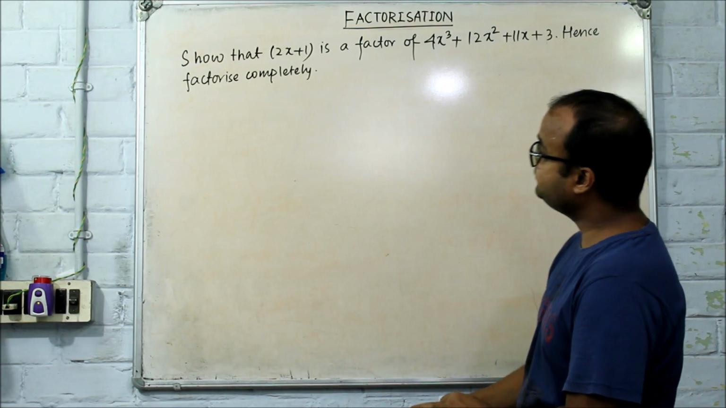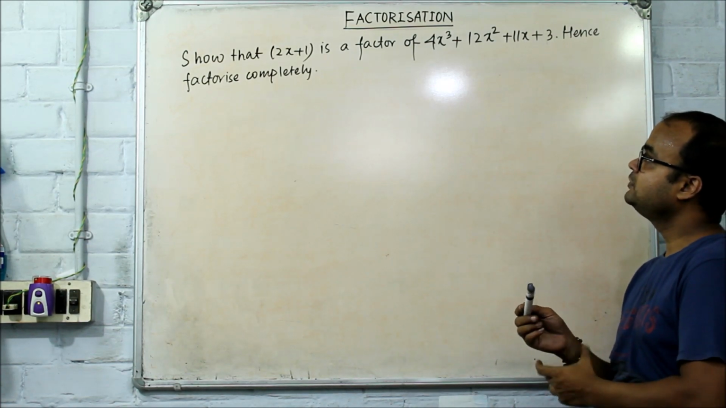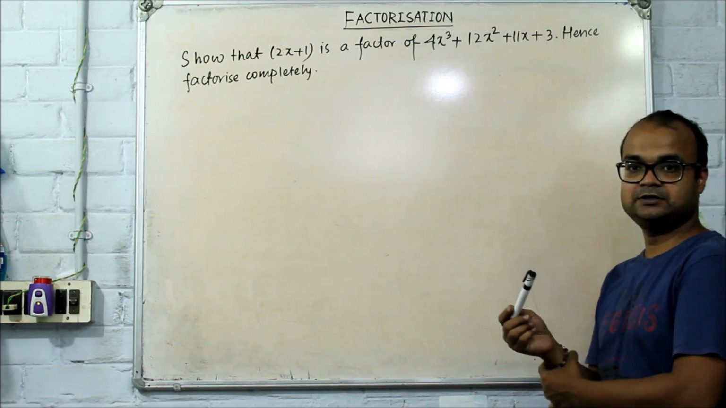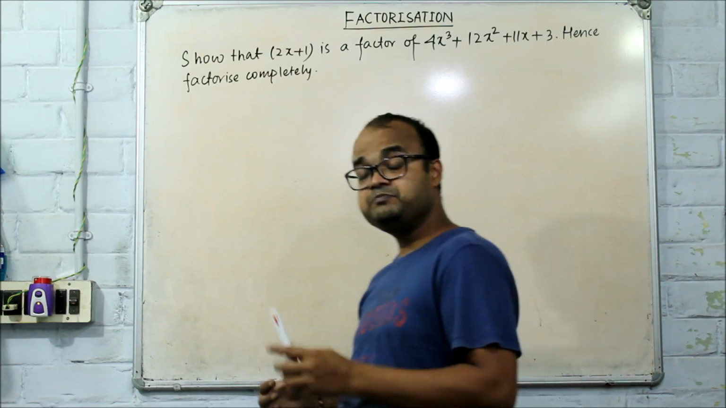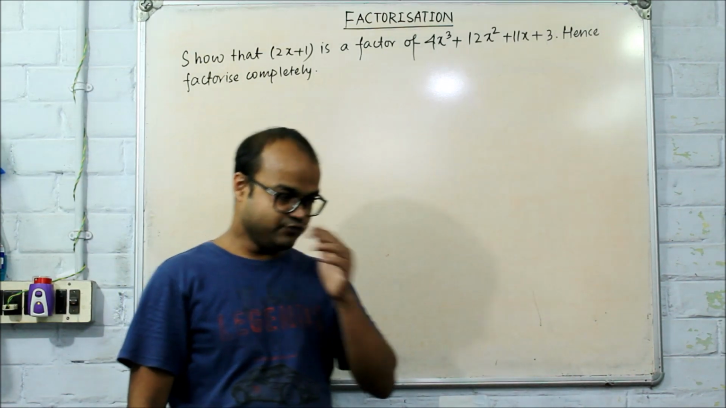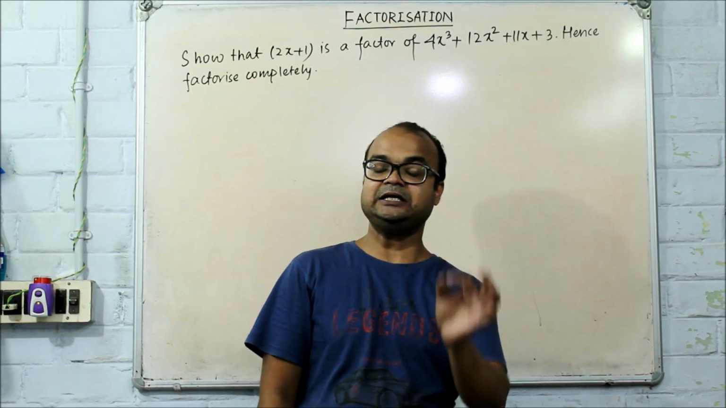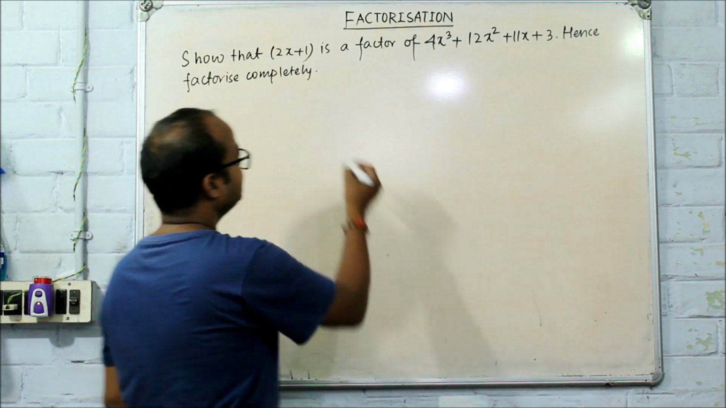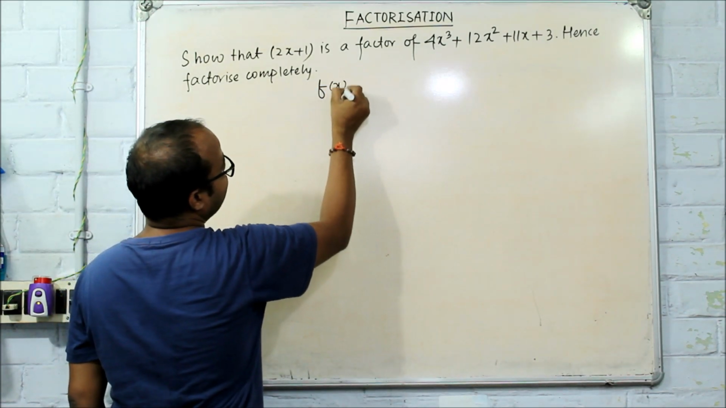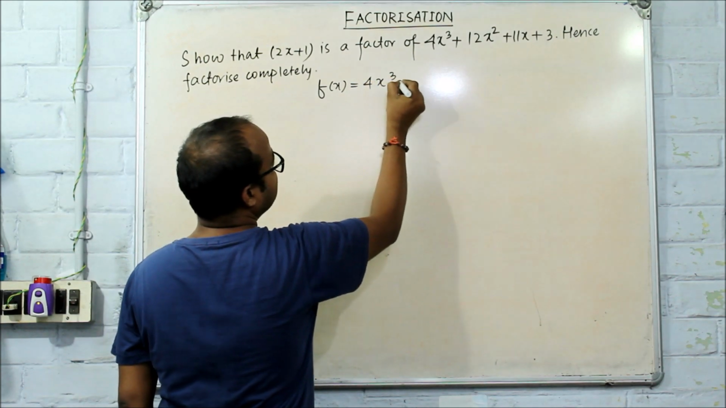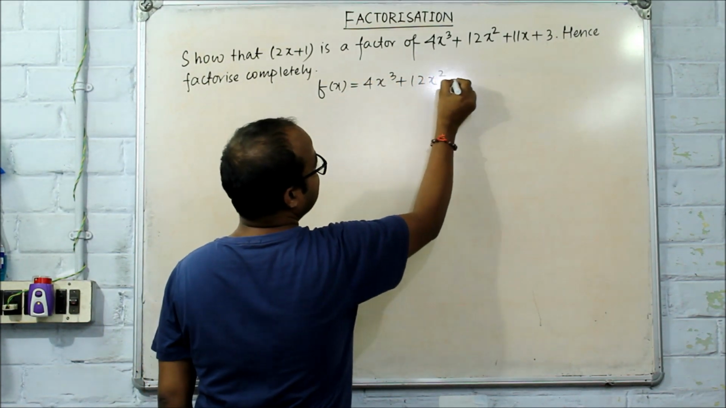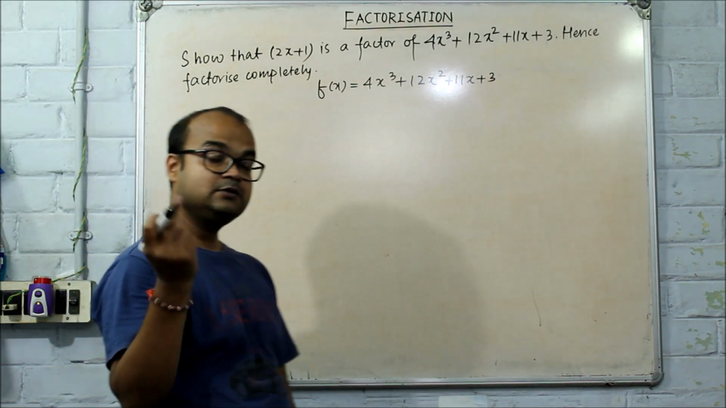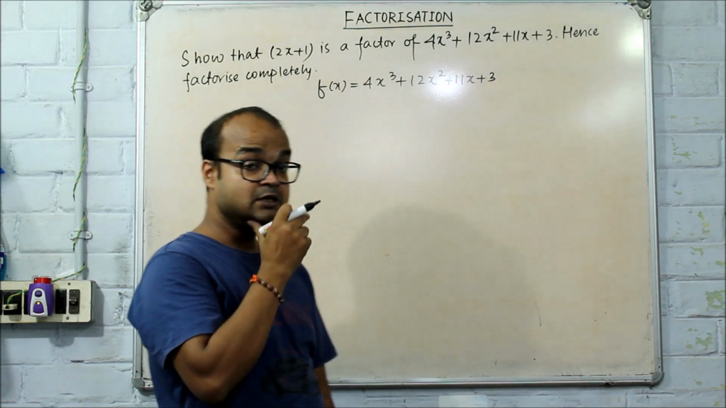So 2x plus 1 is a factor of 4x cube plus 12x square plus 11x plus 3. So this is the sum based on the factor theorem. For the factor theorem, you need to show that if the remainder is 0, then we can call it a factor. So we consider f(x) is equal to 4x cube plus 12x square plus 11x plus 3.